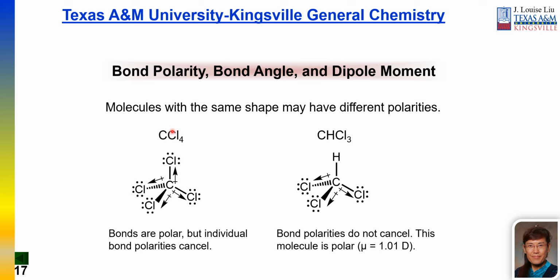If you replace one of the Cl by hydrogen, so carbon-hydrogen, carbon-chlorine, carbon-chlorine, they're all polar bonds. However, the carbon-hydrogen bond has a different polarity, so the bond polarities, generally speaking, will not be cancelled out. Therefore, the molecule is a polar molecule. The measurement for the dipole moment mu equals 1.01 debye.